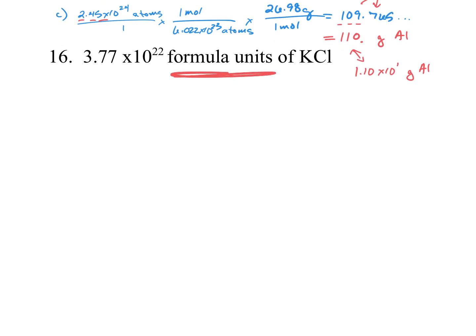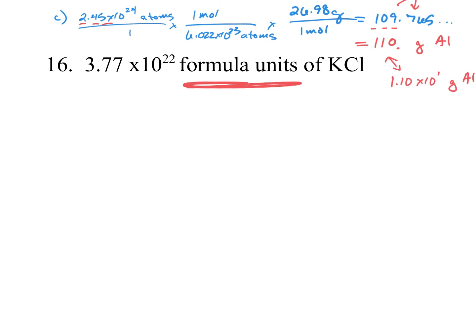Okay, question 16 is the final question on the review guide. It asks you to convert formula units into grams. So formula units are a type of particle. So it kind of looks like you're supposed to go from formula units to grams, but you can't go straight from particles to mass. You have to go to the mole. The mole is in the middle. So formula units, to moles, and then moles to grams.